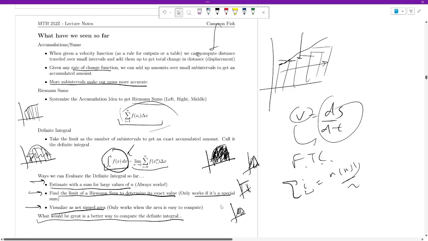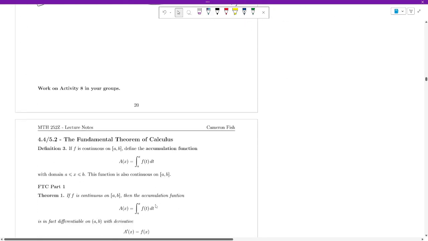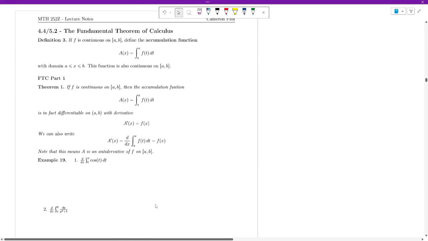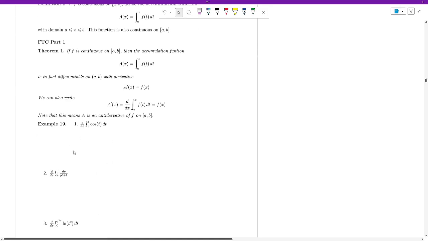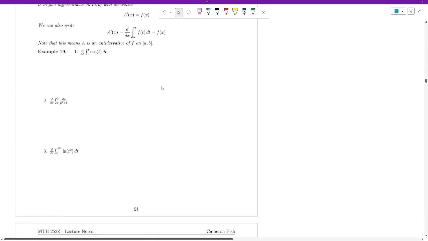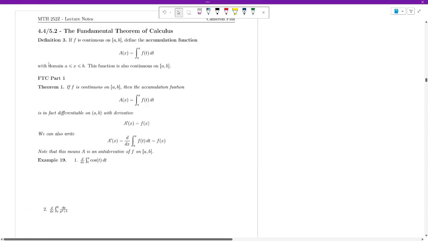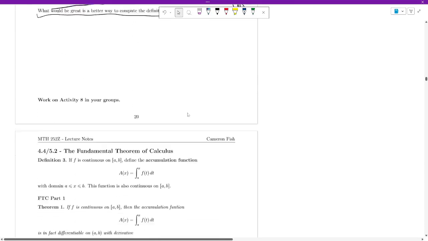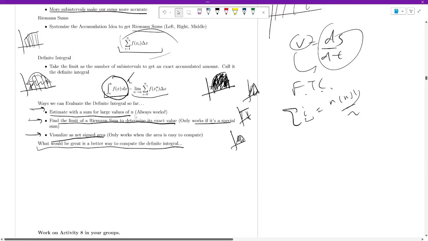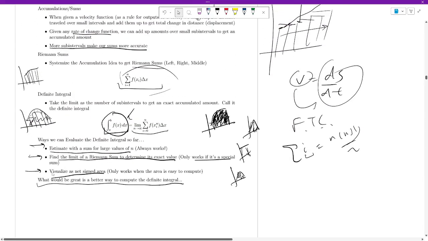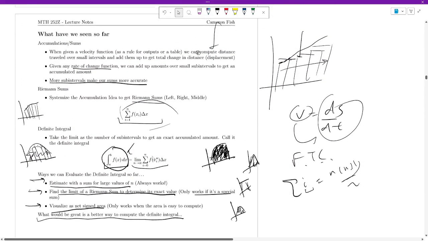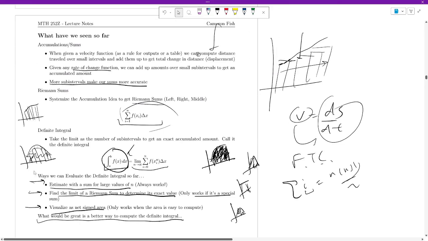There's a whole story about the better way to compute it. That's for next lecture. A little bit of a preview: there will be derivatives involved. There will be this thing called the accumulation function. There will be a thing called the fundamental theorem of calculus. So we'll get there. That's going to allow us to circumvent these limitations and do it for real.